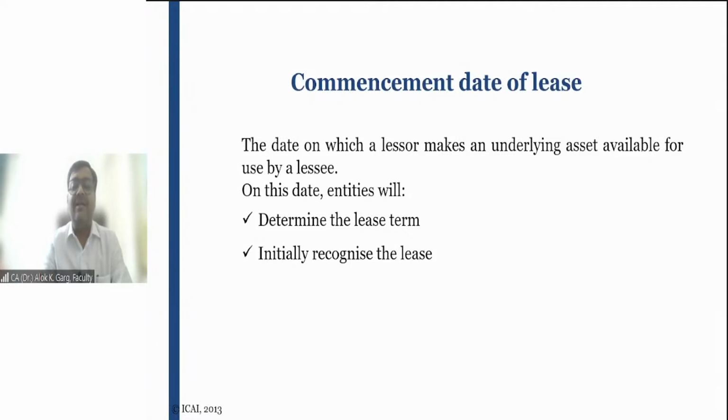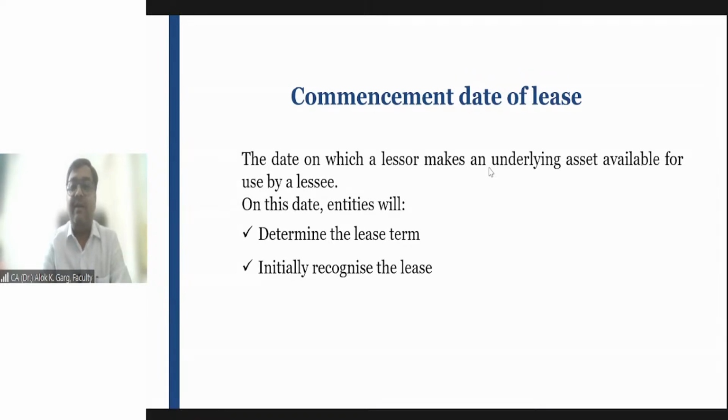The commencement date of the lease is the date when the right to control the use of an asset has actually been transferred, the possession has been given, the asset has been handed over, and the lessee has started using the asset. This is the date where the parties will determine the lease term and recognize the lease contract in the books of accounts. For example, in the case of a lessee, the lessee will recognize a right of use asset and a lease liability, right?